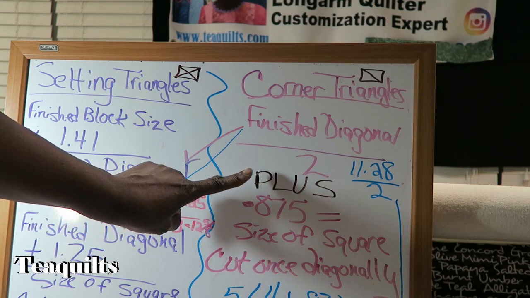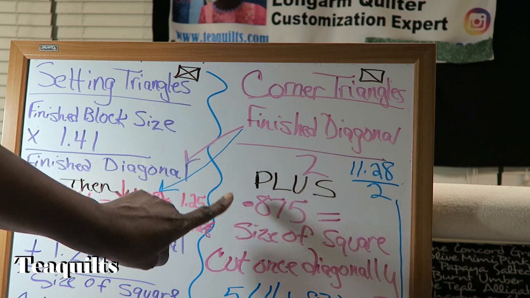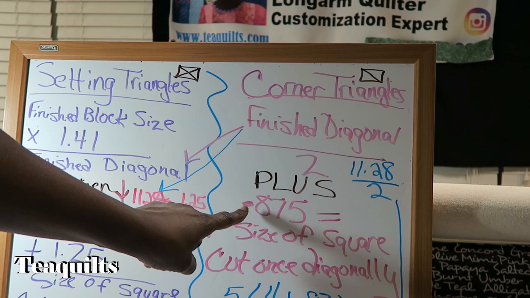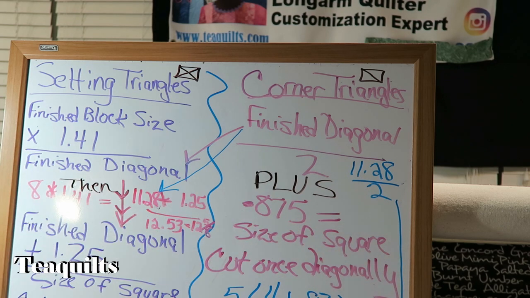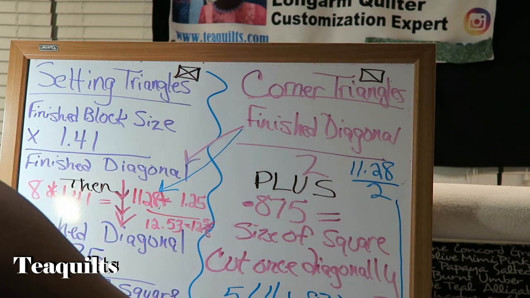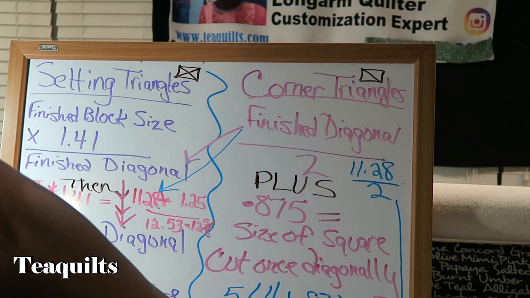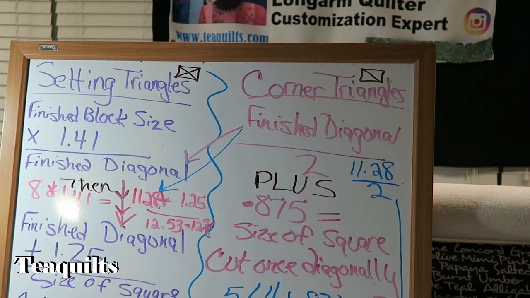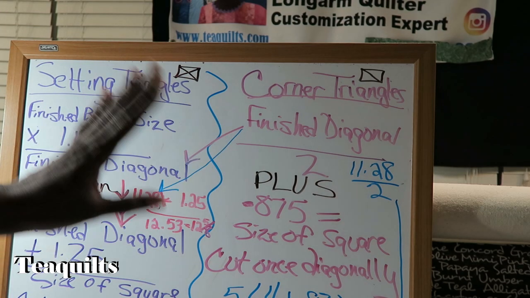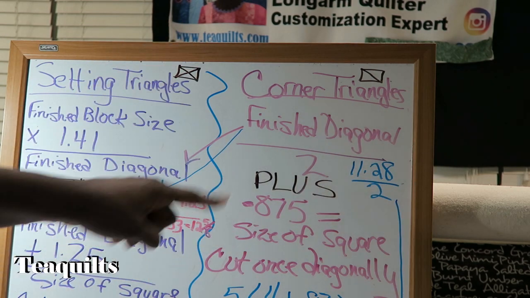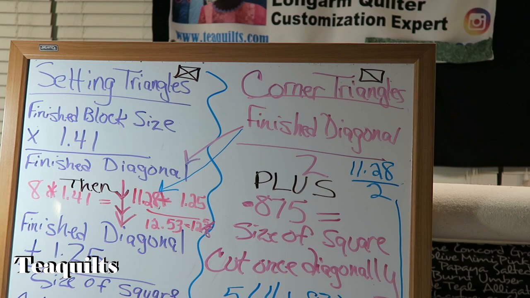The next part of this calculation is that we have to add 7/8 of an inch for the seam allowance. So this is the decimal 0.875 for a 7/8 of an inch. When you add that to 5.64, you get 6.515, which equals 6 5/8 of an inch. So keep that in mind. We're going to cut these things out. I'm actually going to show you 2 ways to cut setting triangles, and then I'm going to show you how to cut your corner triangles.